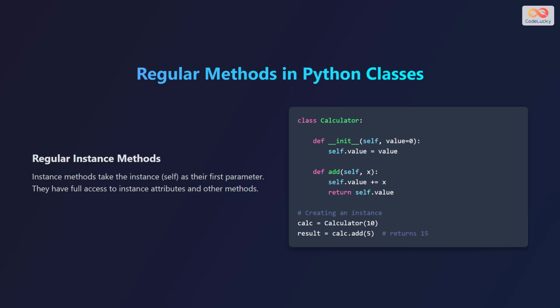Consider this Calculator class. The __init__ method is a constructor that initializes the value attribute of the instance. The add method takes an argument x, adds it to the value attribute of the instance, and returns the updated value. When creating an instance of the Calculator class called calc with an initial value of 10, and then calling the add method with the argument 5, it updates the value attribute to 15 and returns 15.